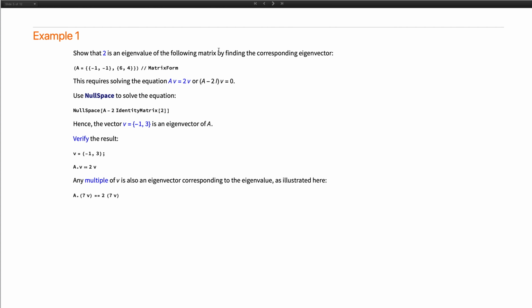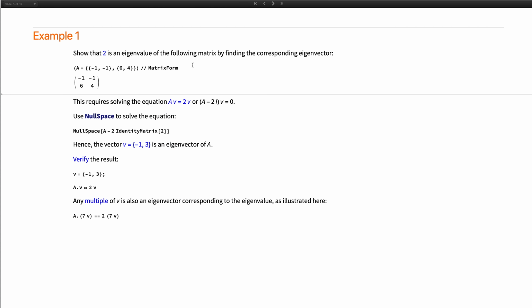As an example, here is a 2 by 2 matrix A. You're trying to show that 2 is an eigenvalue of the matrix, and then find the corresponding eigenvector. To do that, you need to solve the equation A times V equal to 2V, which can be written as A minus 2 times the identity matrix times V equals 0. And we have a nice function called NullSpace, which will do that for you.